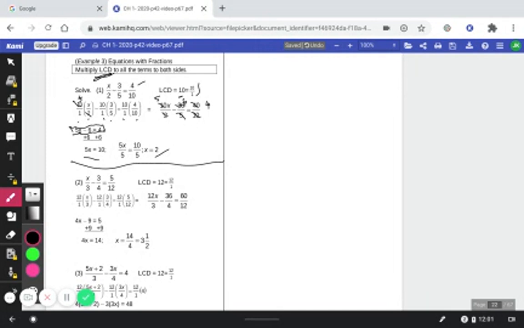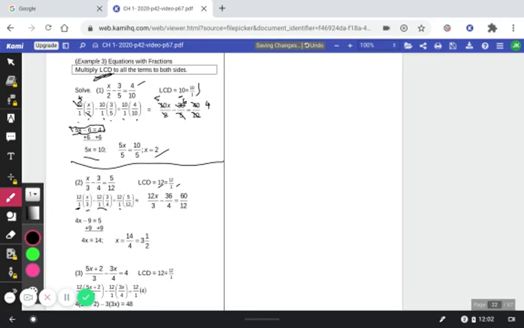So number 2, you have x over 3 minus 3 over 4 equals 5 over 12. The LCD of 3, 4, and 12 is 12. So you multiply 12 over 1 to each term. So 12 over 1 times x over 3 minus 12 over 1 times 3 over 4 equals 12 over 1 times 5 over 12.